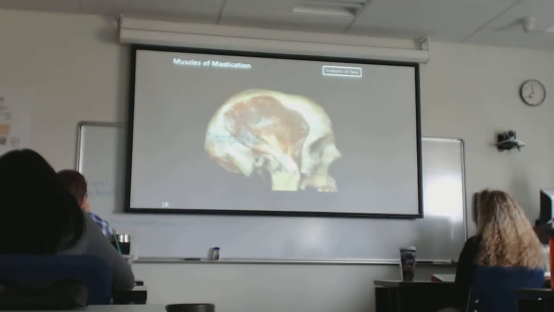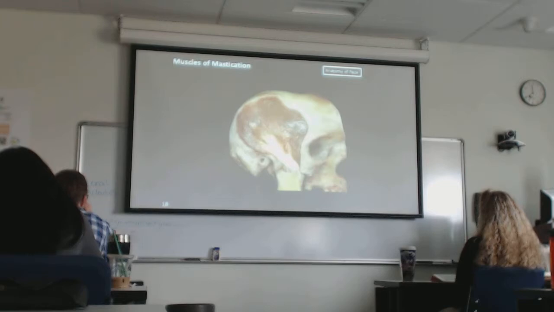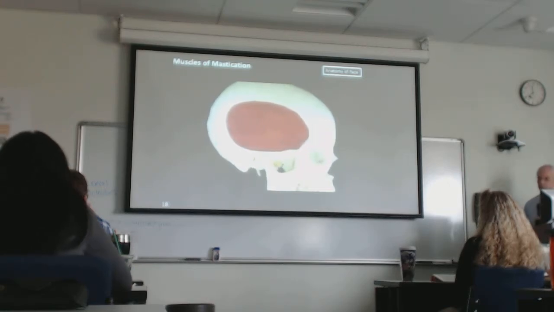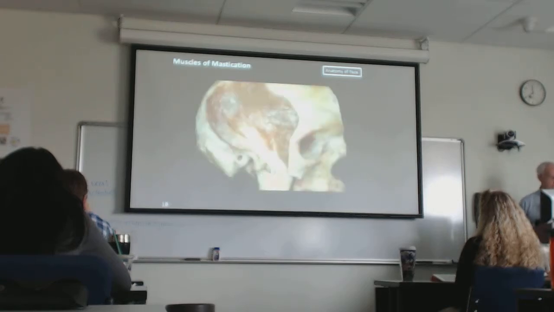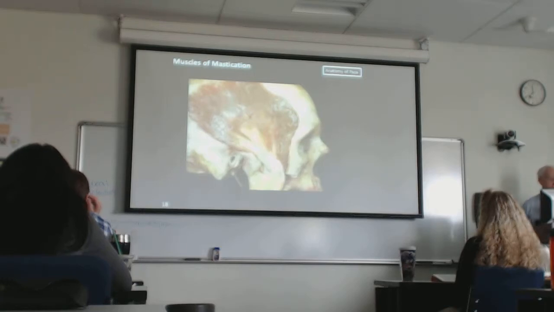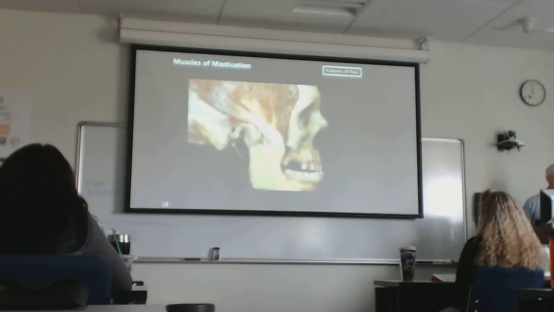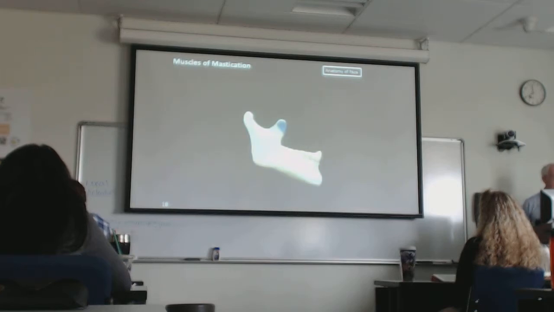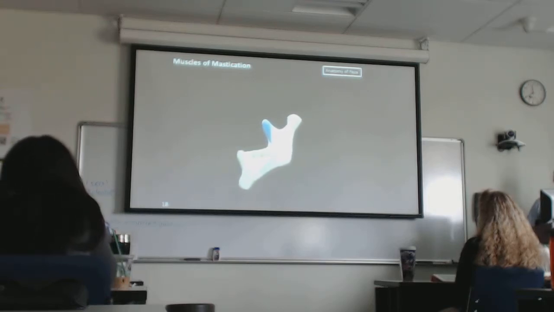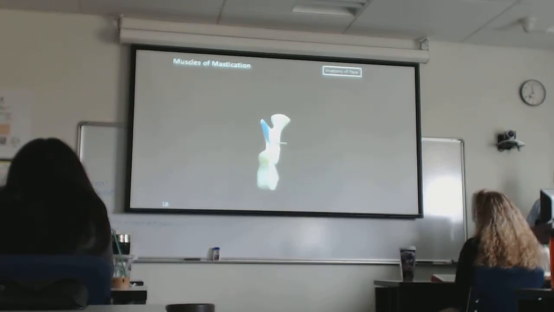Here's temporalis, the largest of the muscles of mastication. It's shaped like a fan. The temporalis arises from the wide area on the side of the skull that lies within the temporal line. The fibers of temporalis converge from above and from behind on the coronoid process. They insert on the outer aspect and the inner aspect of the coronoid process, and also here on the anterior part of the ramus of the mandible.